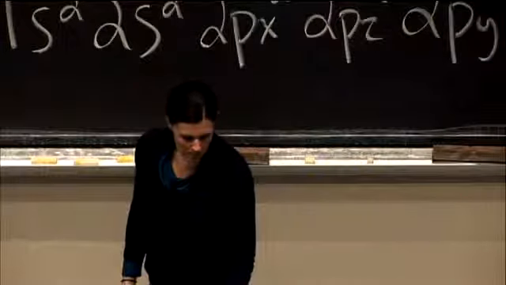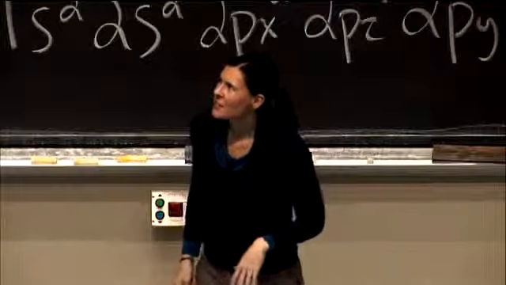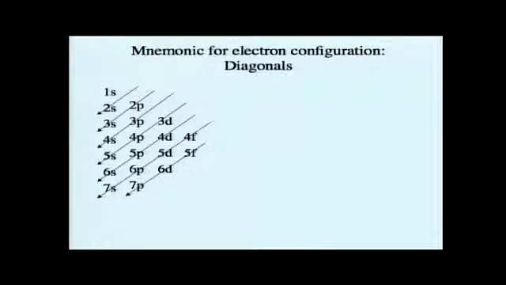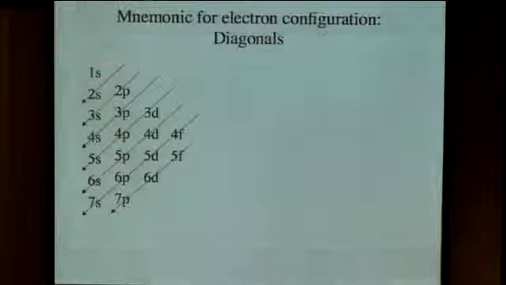So here's the mnemonic I mentioned for writing the electron configuration and getting those orbital energies in the right order. All you do is write out all the orbitals, the 1s, then the 2s, 2p, 3s, 3p, 3d. Just write them in a straight line like this. And then if you draw diagonals down them, what you'll get is the correct order in terms of orbital energies. So if we go down the diagonal, we start with 1s, then we get 2s, then 2p and 3s, then 3p and 4s, and that's how we see here that 4s is actually lower in energy than 3d, then 4p, 5s, and so on.